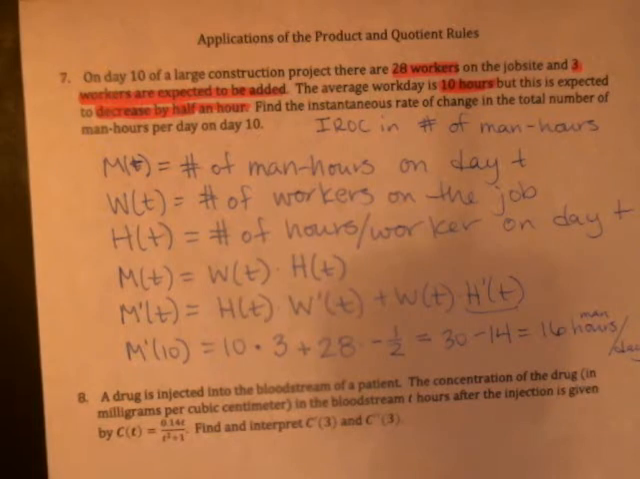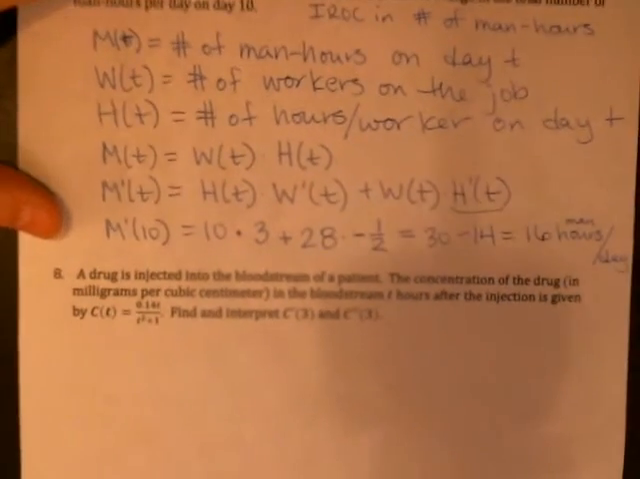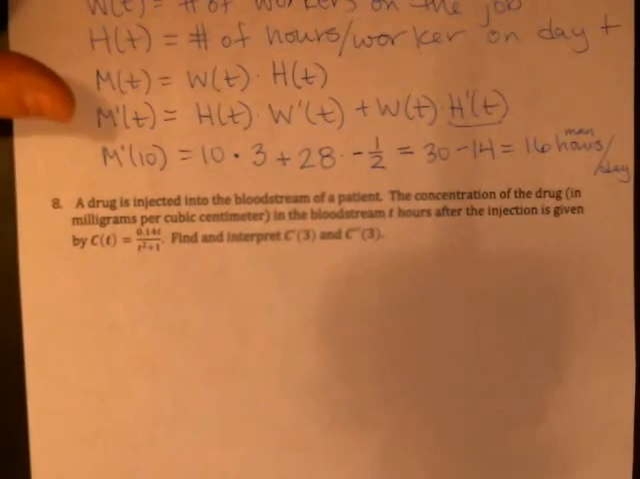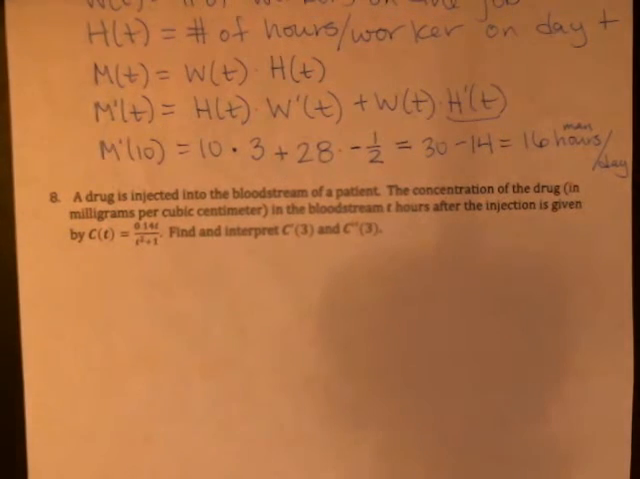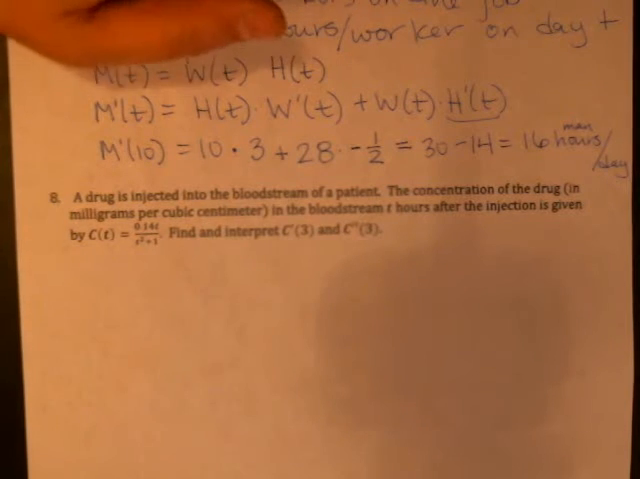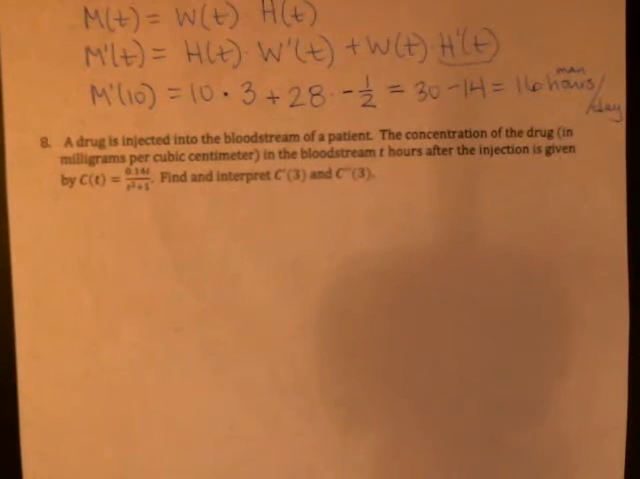Okay, so there's one that's a little bit more abstract. And then the other thing you'll see, which I hope doesn't give you too much trouble, is sometimes you're just given a formula and asked to figure some things out and interpret. And in that case, you'll just need to apply product or quotient rule to take derivatives. So in this one, we have a function C of t that gives the concentration of the drug in milligrams per cubic centimeter.